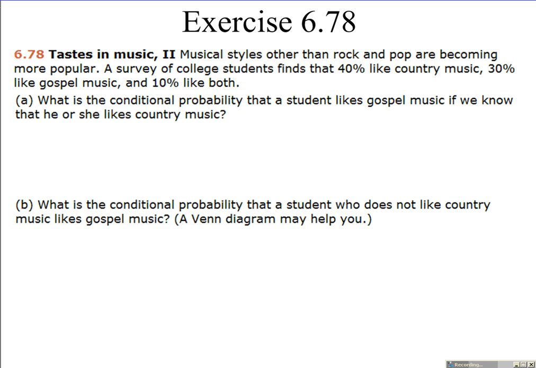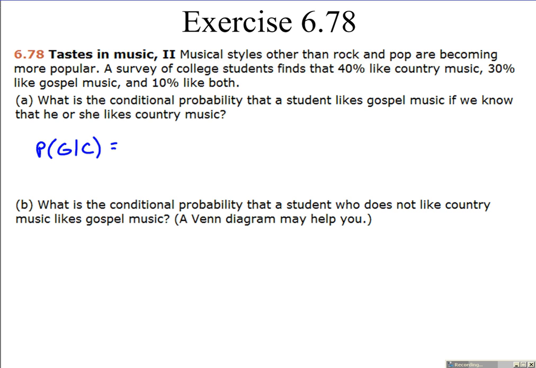Okay, going back to our taste in music problem that we talked about earlier. Musical styles other than rock and pop are becoming more popular. A survey of college students finds 40% like country, 30% like gospel, 10% like both. What is the conditional probability that a student likes gospel music if we know that he or she likes country music? So using our formula here, we want to know the probability that they like gospel music given that they like country music.